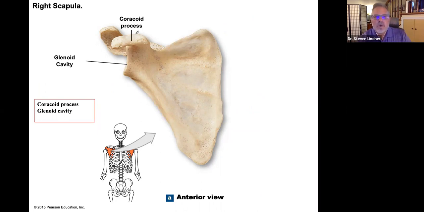So here is the coracoid process, which is a projection anteriorly. The coracoid process, we said, is an attachment site for the pec minor. It's an attachment site for the coracobrachialis, and it's an attachment site for the short head of the biceps brachii. They all attach to the coracoid process. Here is the glenoid fossa or glenoid cavity.